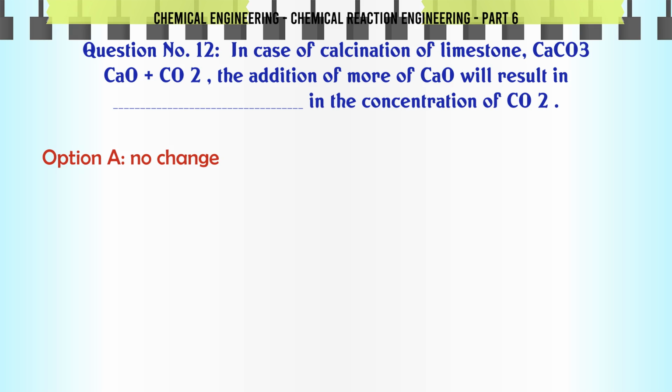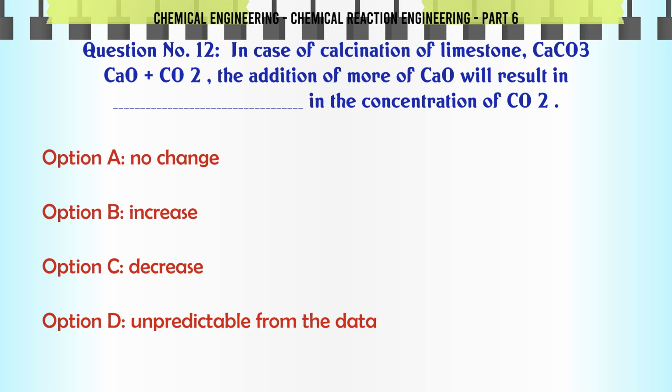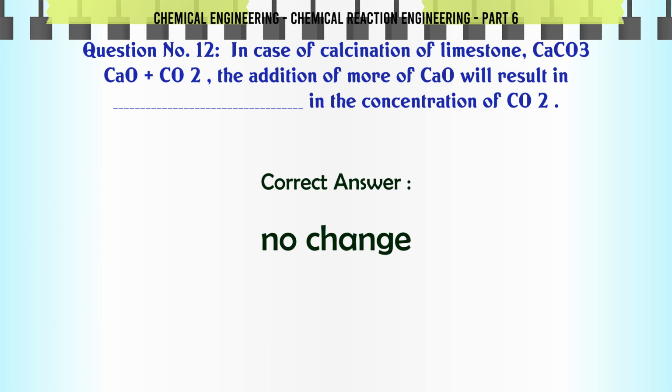In case of calcination of limestone, CaCO3 to CaO plus CO2, the addition of more CaO will result in the concentration of CO2. A. No change. B. Increase. C. Decrease. D. Unpredictable from the data. The correct answer is no change.